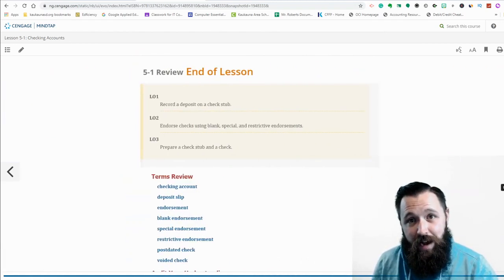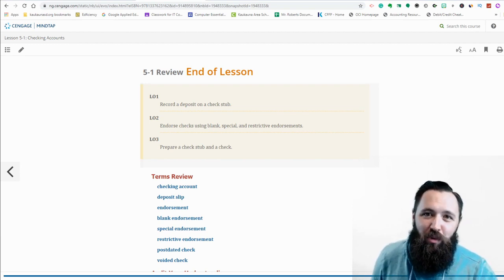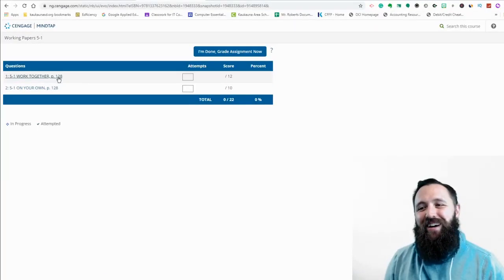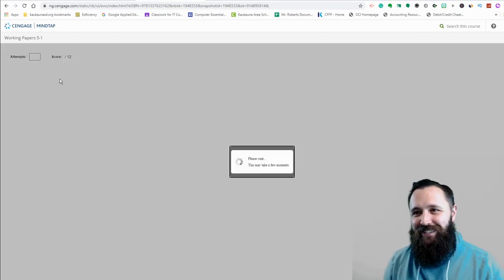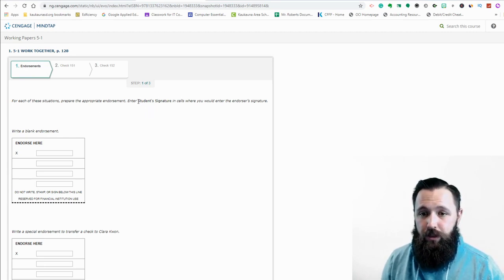A lot of stuff in 5.1, okay? Make sure that you're referring back to the book, and we'll jump into the work together. Okay, so here we are on 5.1 work together. Let's jump in. You can see the first thing that we're going to do is write in some endorsements, right? So for each of these situations, prepare the appropriate endorsement. Enter student's signature in cells where you would enter the endorser's signature. Okay, so you're not going to actually put your own name in there, right? It's just going to be student signature.